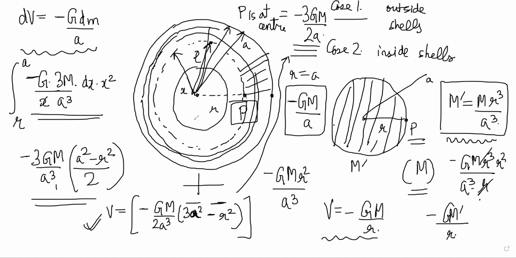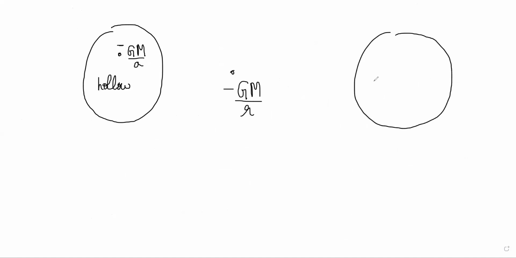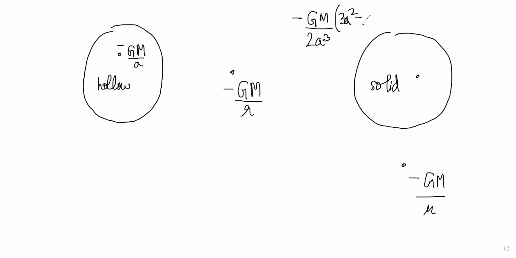So potential inside a solid sphere is complicated. If it is a hollow sphere, outside point is minus gm by r. Inside point is minus gm by a. If it is solid, outside point is minus gm by r. Inside point is this formula, right? All of these derivations will become super important when we start doing fields.